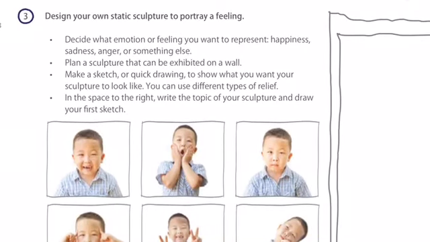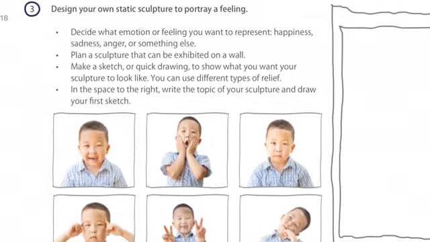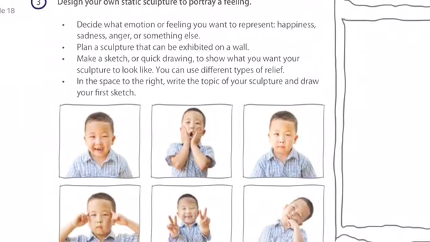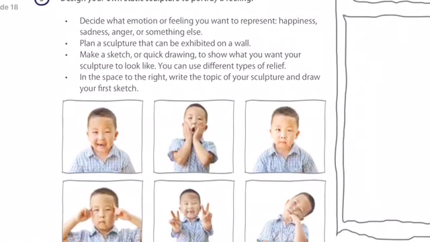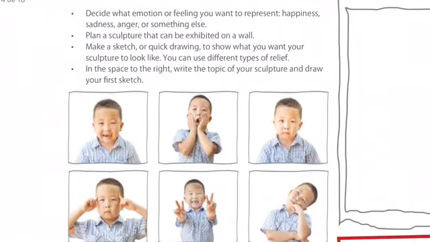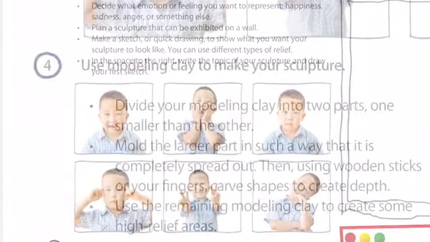Okay, on part 3, you are going to design a sculpture, and first you need to decide the emotion or feeling you want to represent. Then you're going to make a sketch, that means a drawing about your sculpture. How do you want to represent it? Remember to consider a topic, a special topic, and the reliefs.